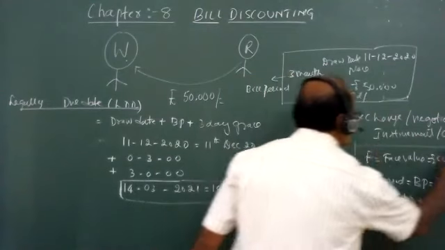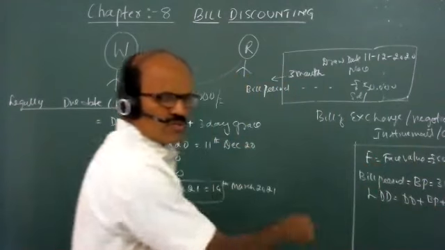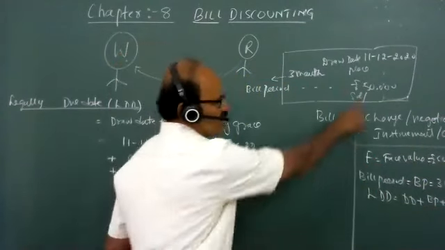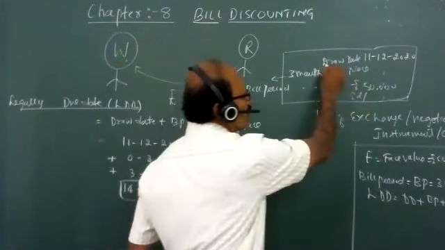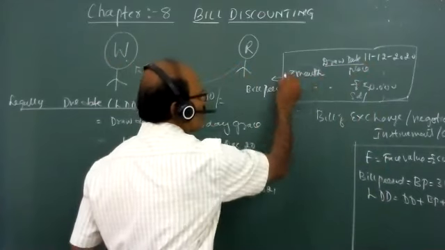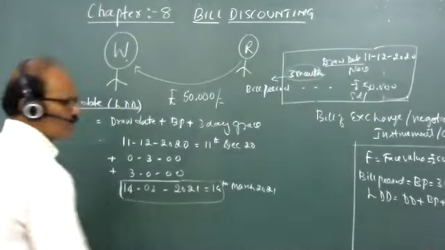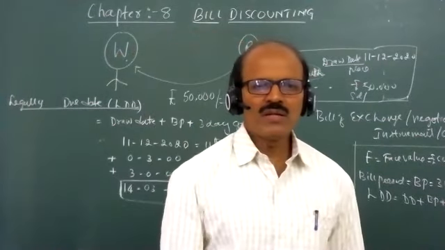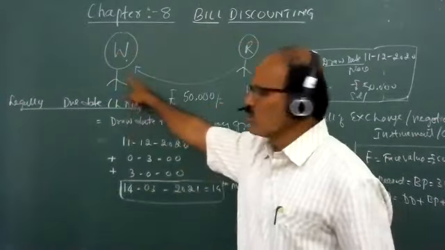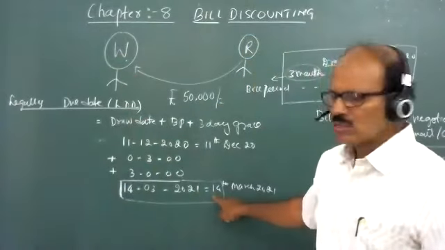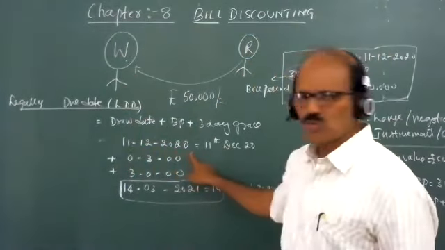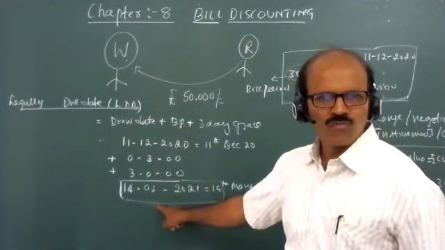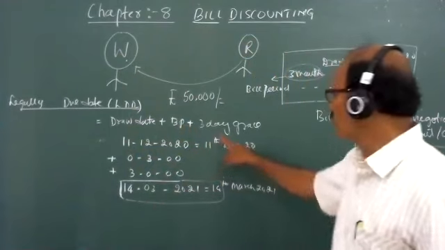These are some of the important terms which I am using here. F is called the face value of the bill. This is called the draw date. This is called the bill period. This is the legal due date. But what happens? The wholesaler has got the bill. He received it on 11/12/2020. He has to wait till 14 to get the amount.